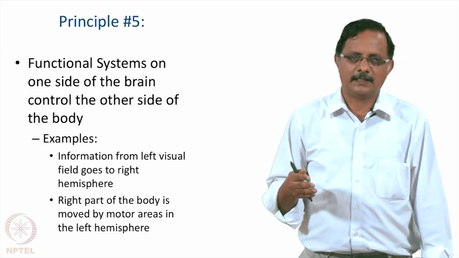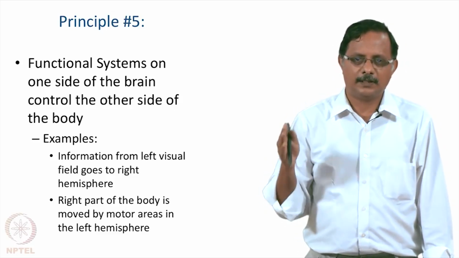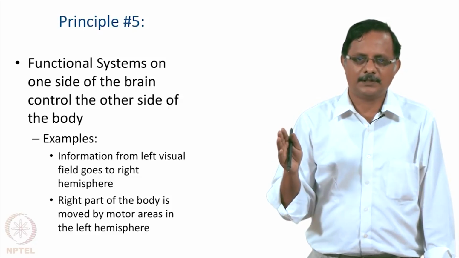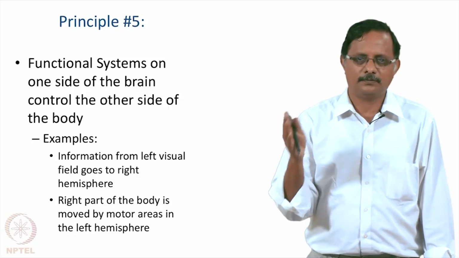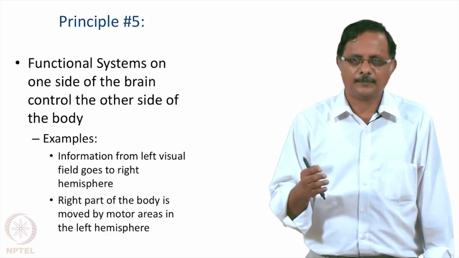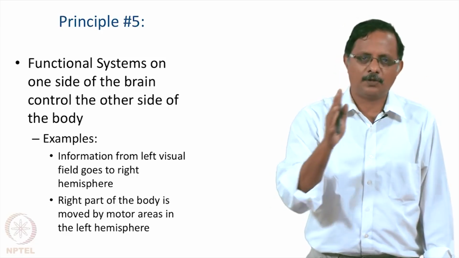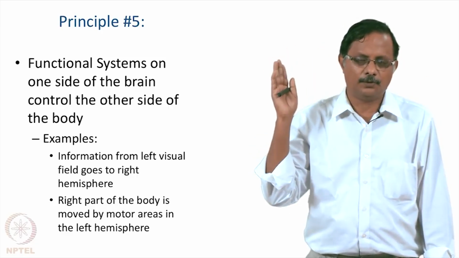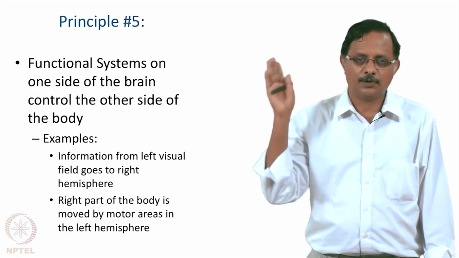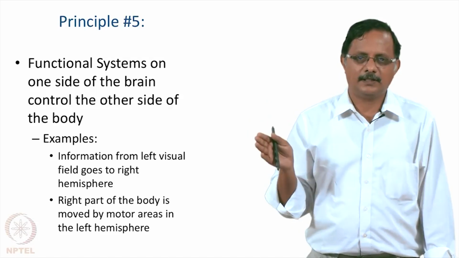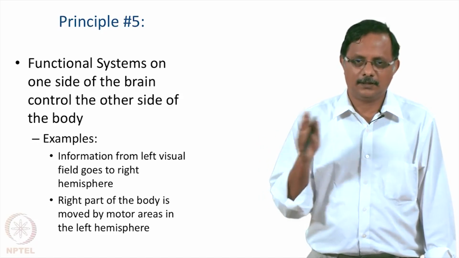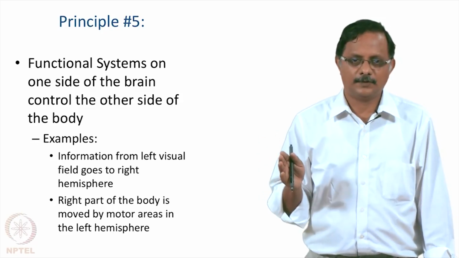The fifth principle says that functional systems on one side of the brain control the other side of the body. So, there is a very peculiar pattern in which the functions are mapped onto the brain. If you look at the visual system, the left part of the visual field is mapped onto the right brain, on the right occipital lobe. Similarly, the left part of the body is controlled by the right motor cortical areas. So, there is a very interesting contralateral mapping of body and the world onto the brain surface.